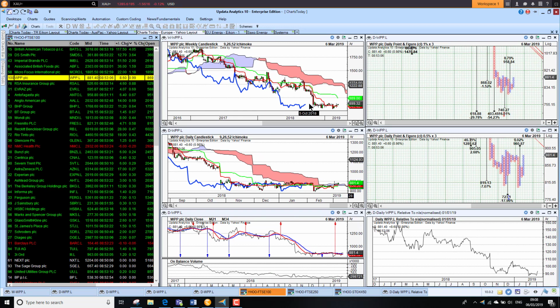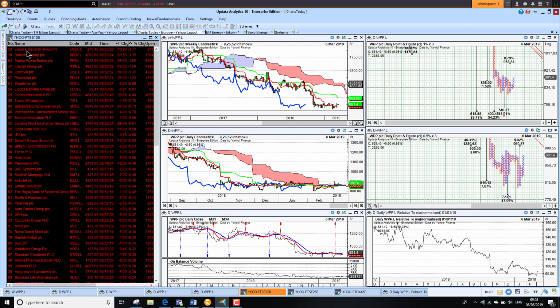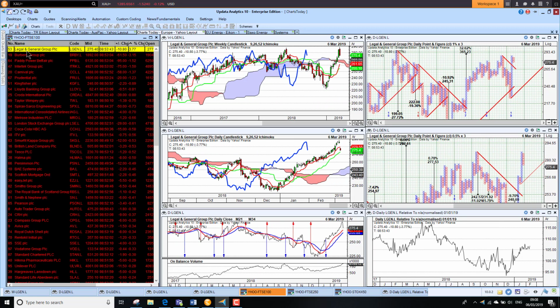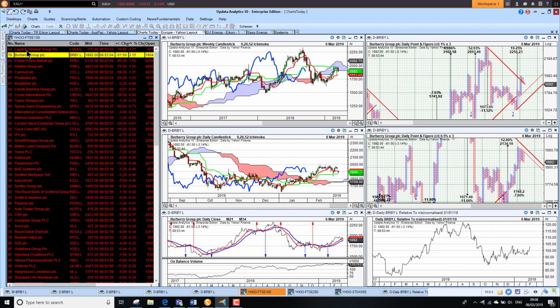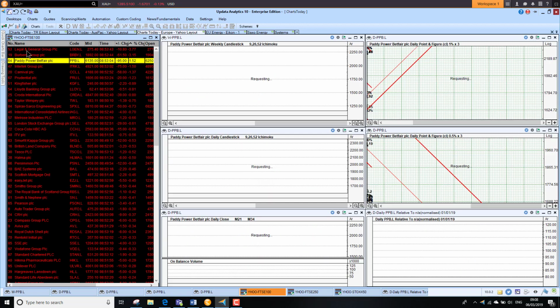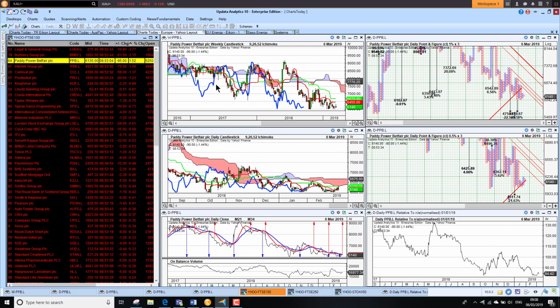And WPP here we see teetering along the bottom. They're up nearly 1% this morning, but that's not really changing the chart. Taking a look at the downside, we've got Legal and General, they're down 3.7%. Burberry are down 3%. So we are still seeing some pretty poor performances here. Paddy Power down 1.5%, and again, their chart has really struggled over the last year or so. We see that again showing up in the relative.